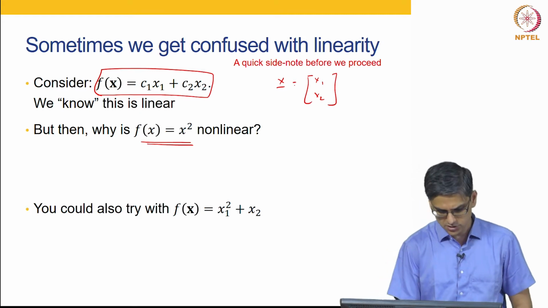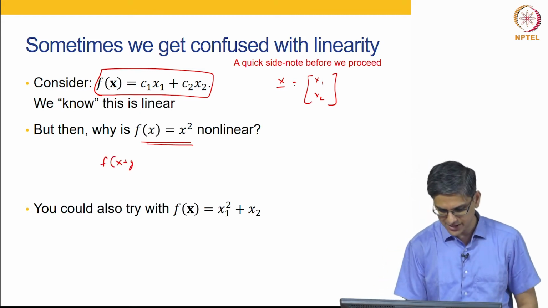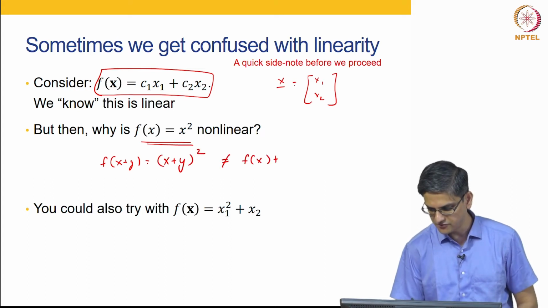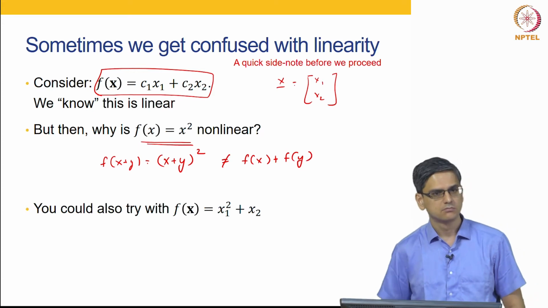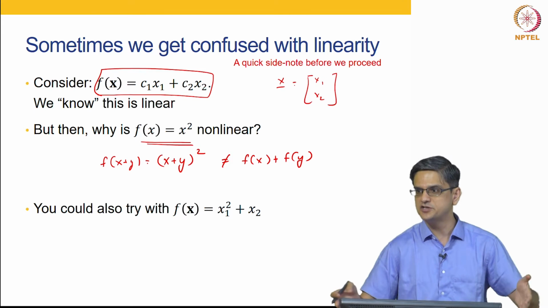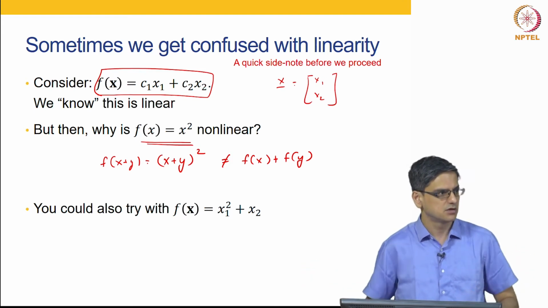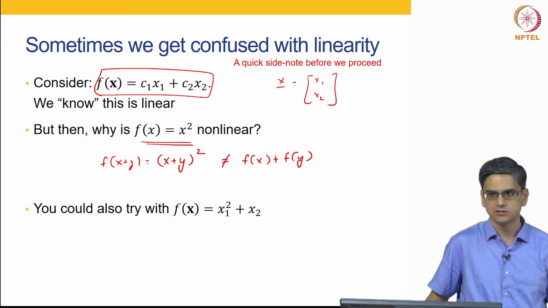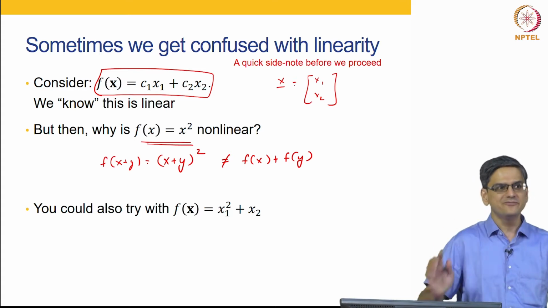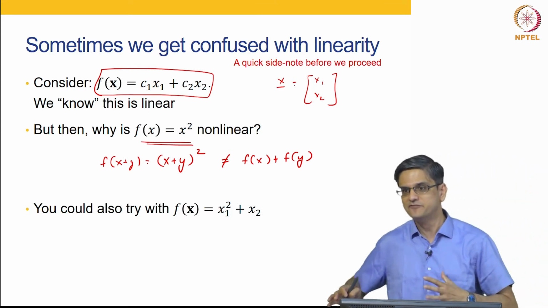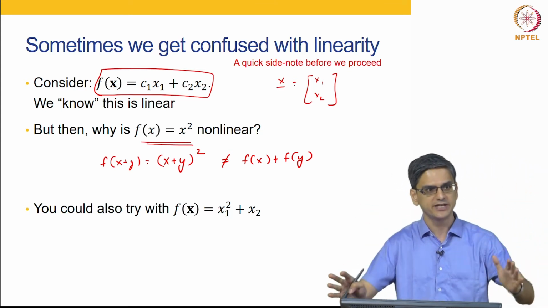Okay. Simply because f of x plus y is (x plus y) squared, which is not equal to f of x plus f of y. This is one of the requirements for the definition of a linear space that is violated. So, this function is non-linear, right. Again, we know this, but sometimes we suddenly get confused. So, I am just laying it out there.